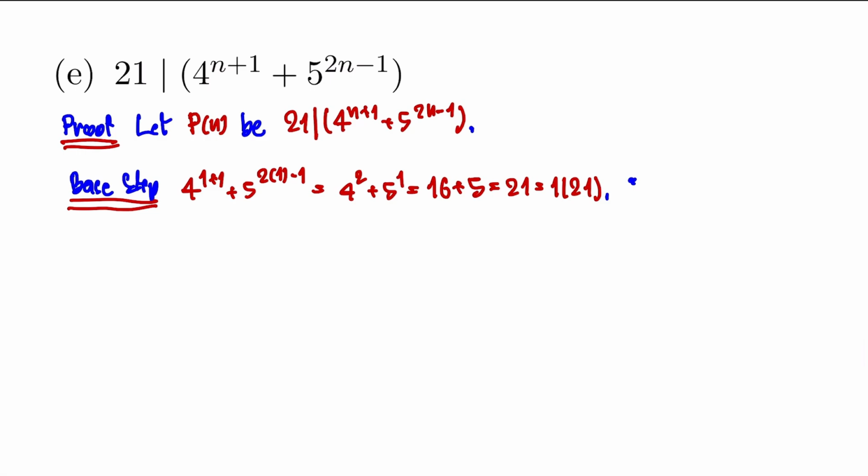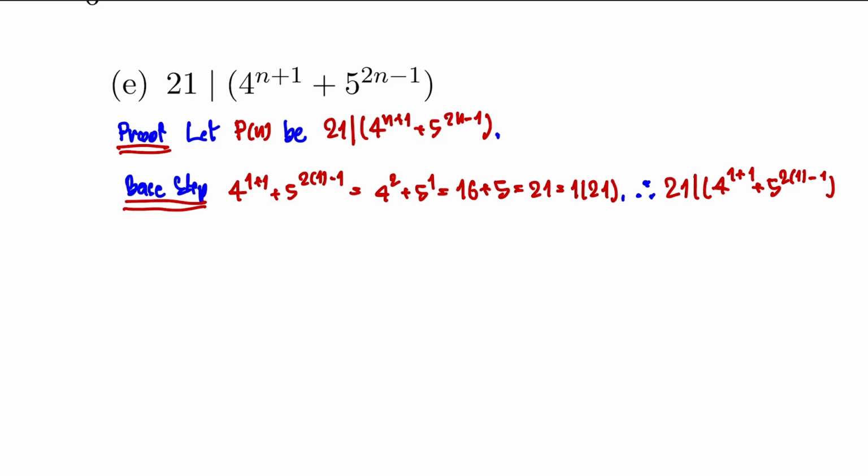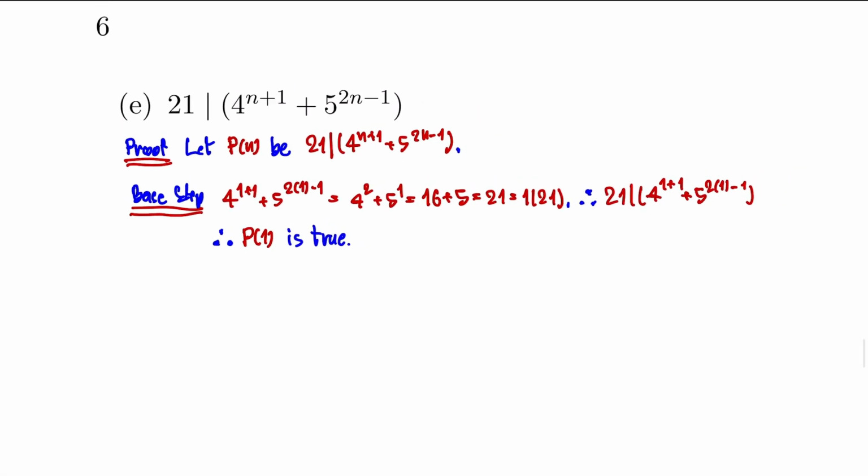Okay, so what do we have right here? We have 21 divides 4^(1+1) + 5^(2·1-1). That means that 21 divides this term, so P(1) is true. Now P(1) is true. What can we do next?